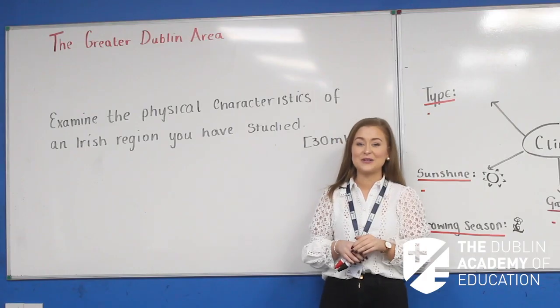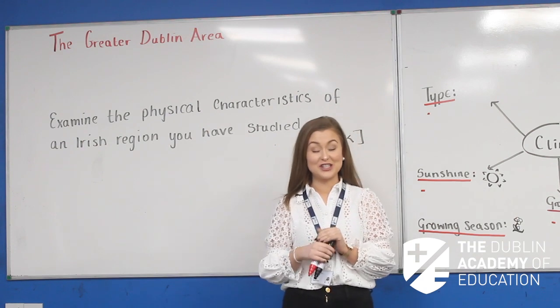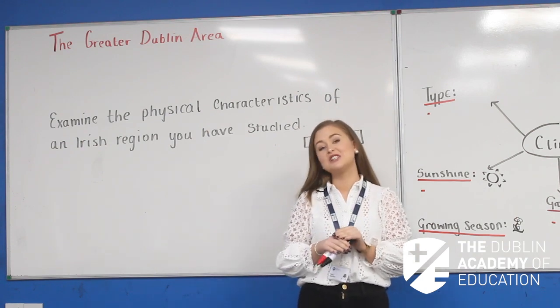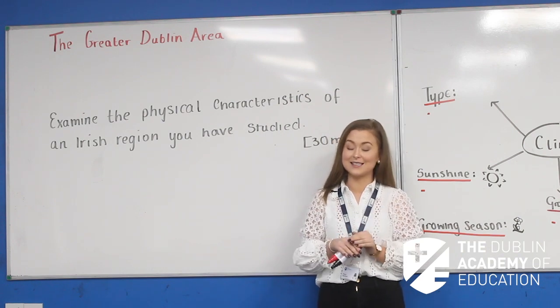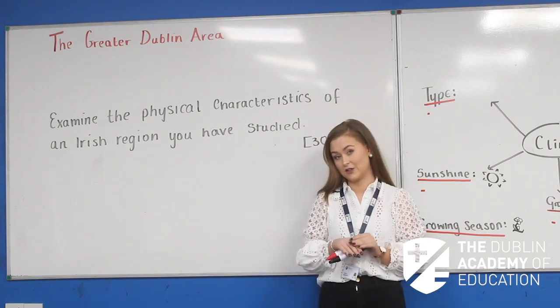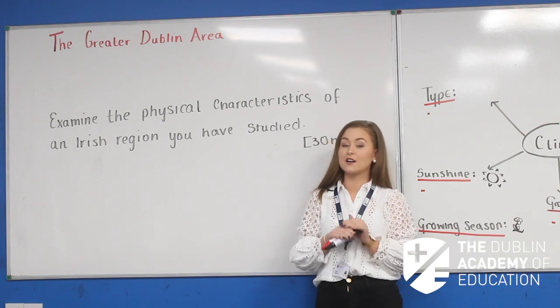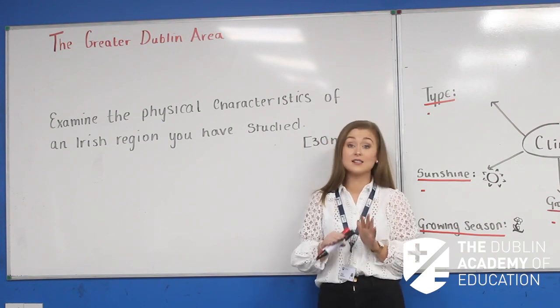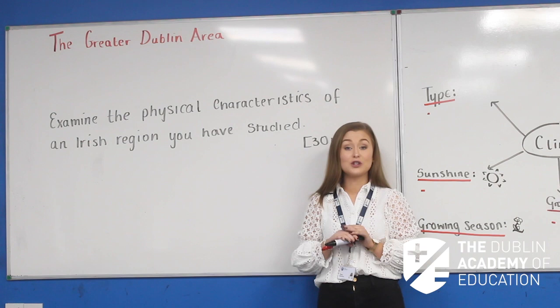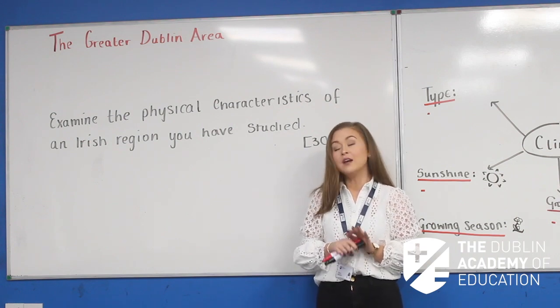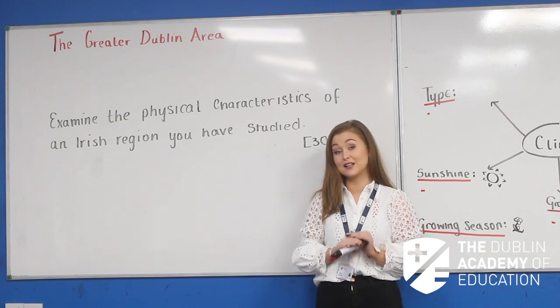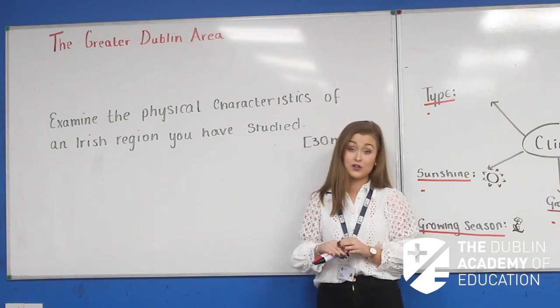Welcome back, guys, to our second lesson for the GDA, the Greater Dublin Area. Today, unlike our last lesson, we're going to focus on our physical characteristics. Just a reminder, in our last lesson we covered our sketch map, our part A, worth 20 marks, which last appeared in 2018. Today we're going to look at our physical characteristics in the Greater Dublin Area.